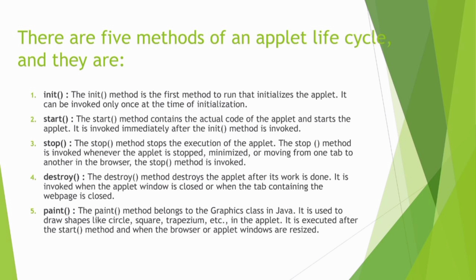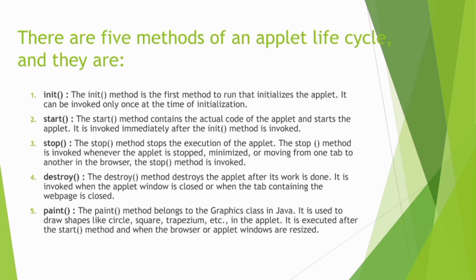Let's see the definitions of the life cycle of Java applets. There are five methods in the applet life cycle. Let's see them one by one. First, init. The init method is the first method to run, and it initializes the applet. It can be invoked only once, at the time of initialization. The web browser also creates the initializer object; that is, the web browser, after checking the security settings, runs the init method within the applet.